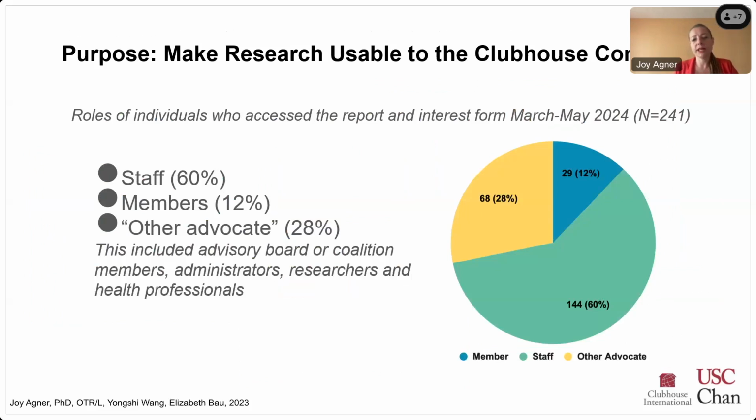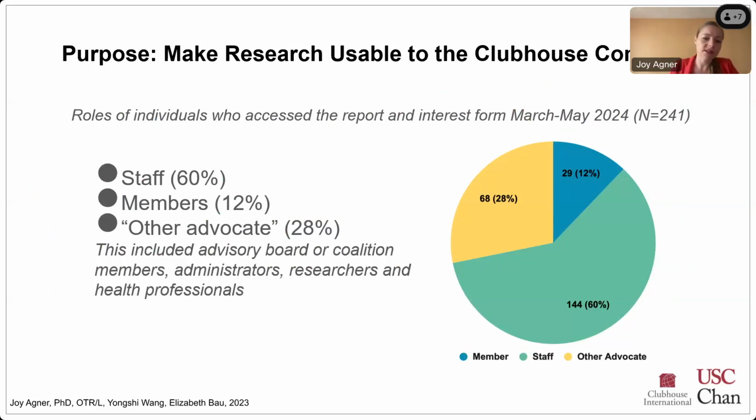So we released this set of tools in March, and since we've had about 240 people access it, primarily staff, 60% staff, followed by what we're calling Other Advocate. This is a mix of advisory board members, coalition members, administrators, researchers, and other health professionals, and then also members. Members are accessing this set of tools, which I think is awesome as well.